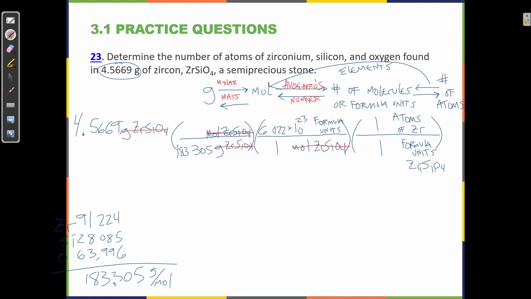So when I have one formula unit of ZrSiO4, I have one atom of zircon. When I have one formula unit of ZrSiO4, I have one atom of Si, silicon. When I have one formula unit of ZrSiO4, I have four atoms of oxygen.